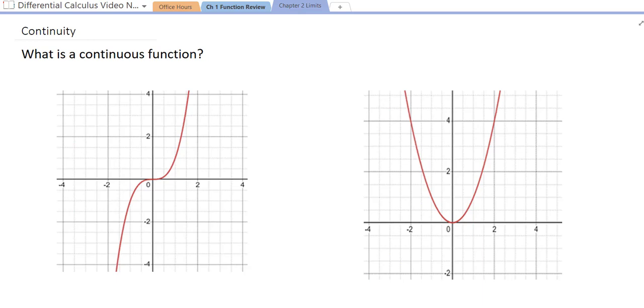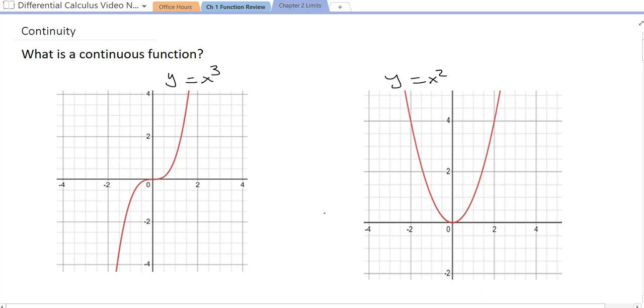Hi everyone, in this video we're going to talk about continuity. So what is a continuous function? Here are two examples. You probably recognize the graphs. The first one is y equals x cubed, and the second one is y equals x squared. These are considered continuous functions.